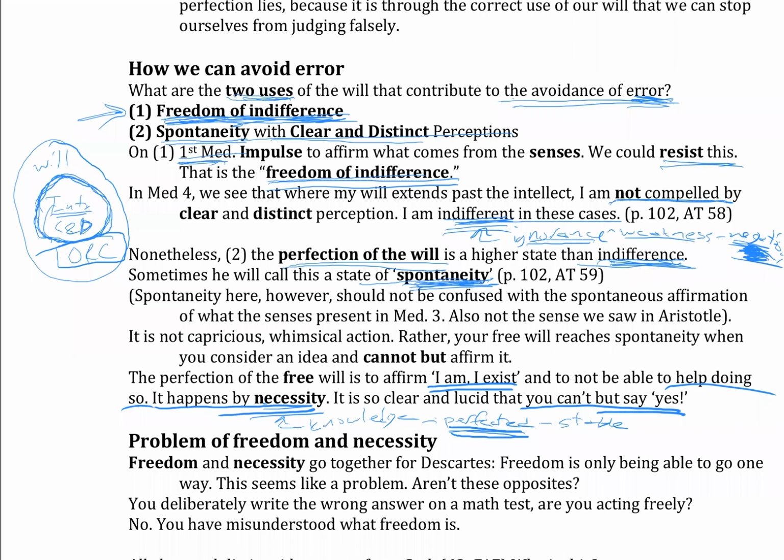Okay. So let's turn now to the problem of freedom and necessity. I mean, maybe let's do that in the next video. We're going to have a lot of little videos on this meditation. Well, let's stop this video and we'll turn to the problem of freedom and necessity in the next.